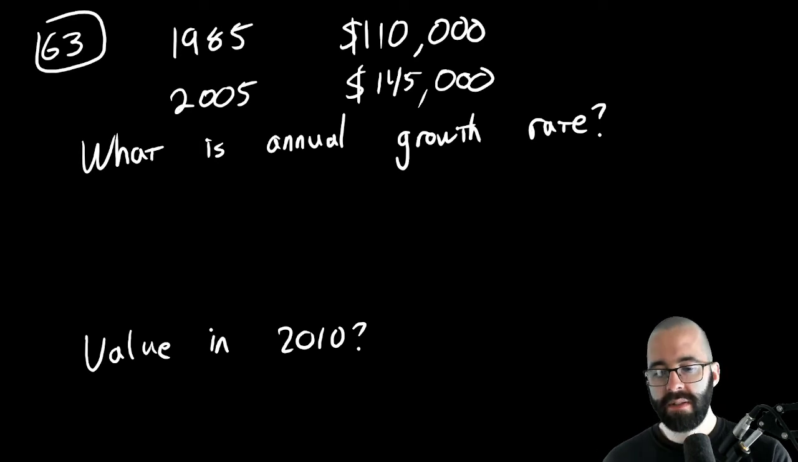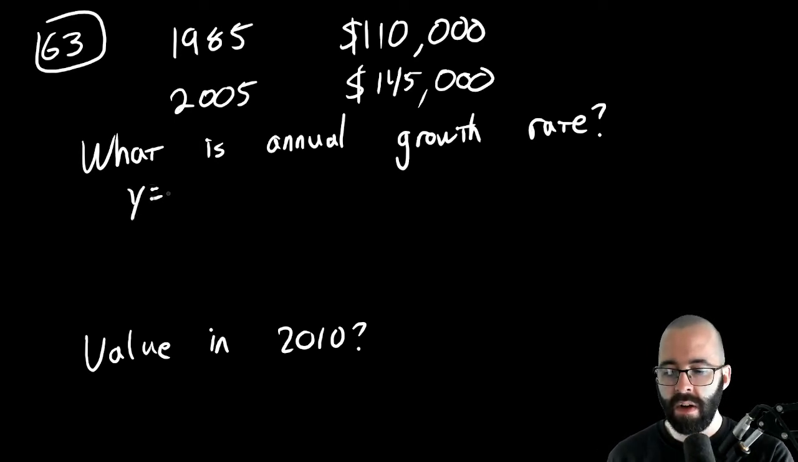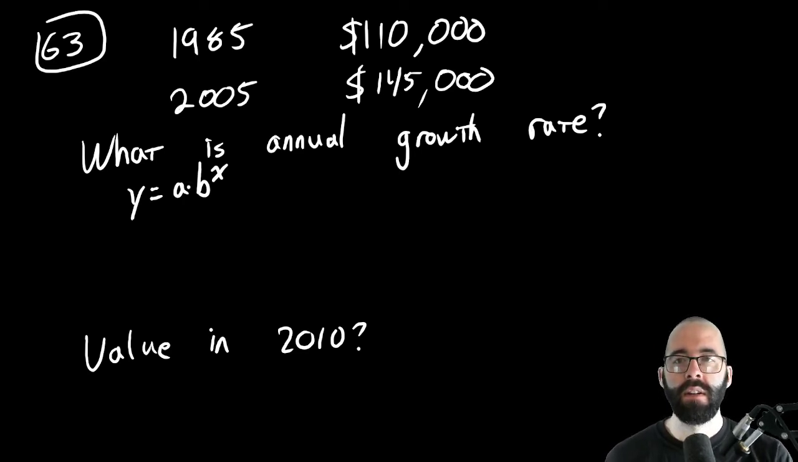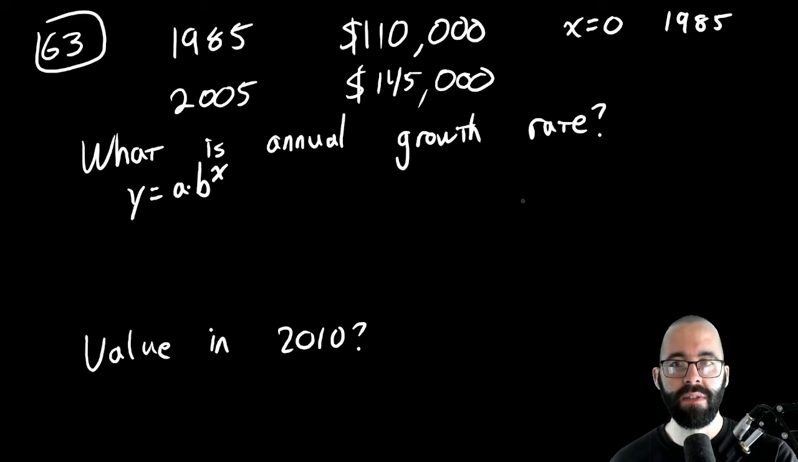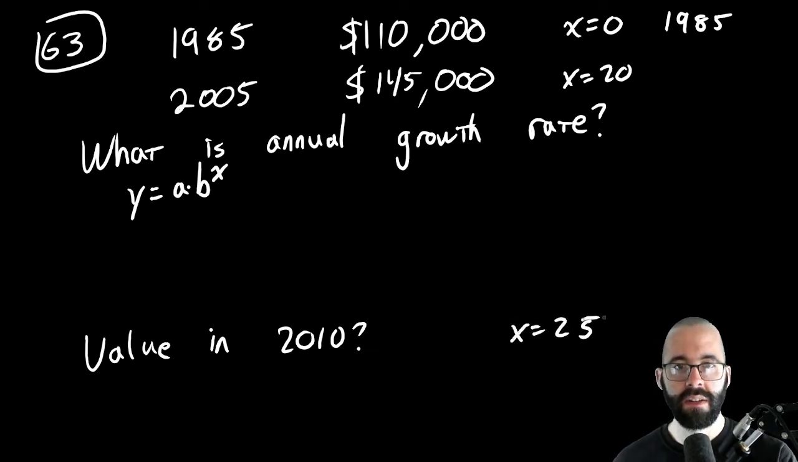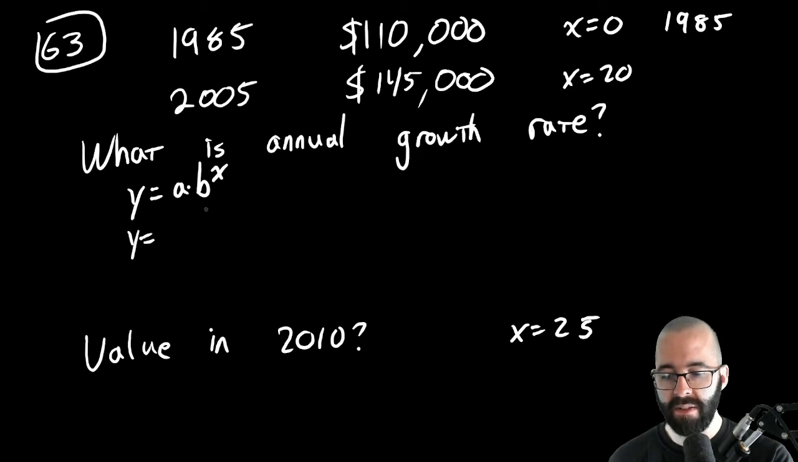So this is just going to be similarly to before. Y is AB to the X. Starting value, it doesn't matter when the house was built. The starting value for purposes of us is whenever we want X equals 0 to be. So let's let X equals 0 be 1985. This is X equals 20 here. And this is X equals 25 here. So then our starting value is 110,000 for purposes of this problem.